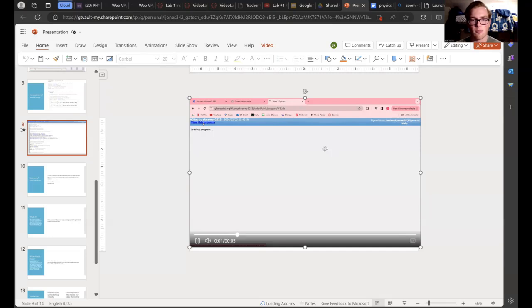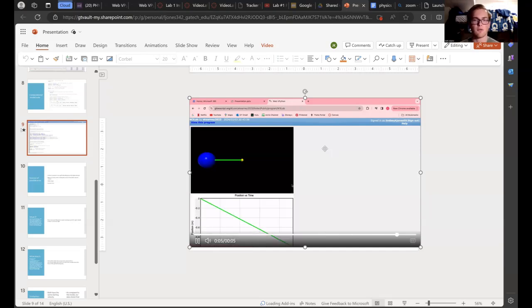Here is our program running. As you can see, the ball is rolling to the left, and it matches our graph, where the graph is going down and to the right.